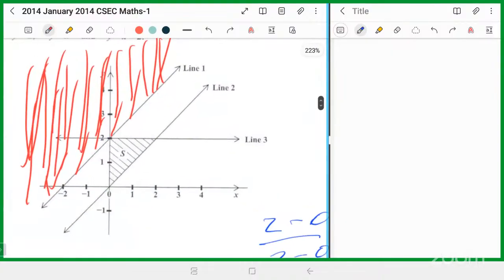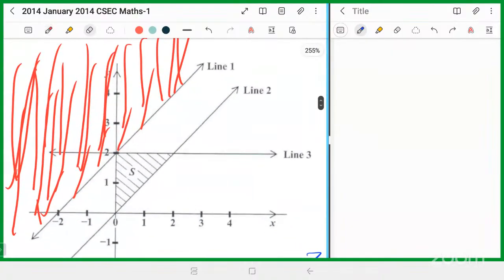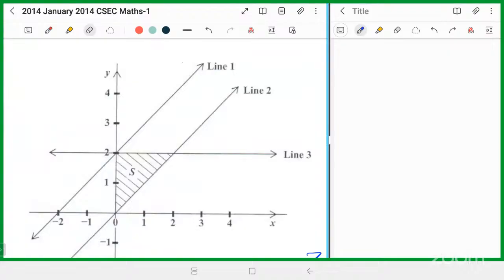So look at it. Let me take these out. Now this shaded region, first it is below line 3. Line 3 was y equals 2. So the shaded region is y less than or equal to 2. Why am I putting the equal? Because they have solid lines. That's the first one.